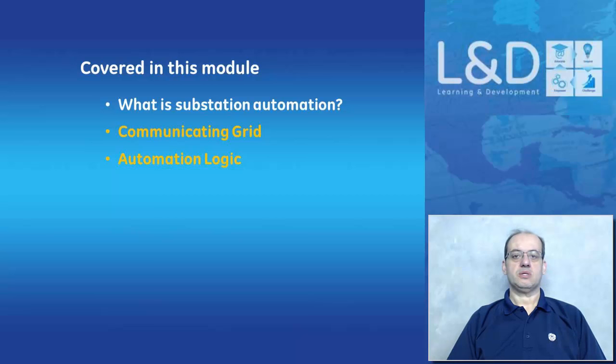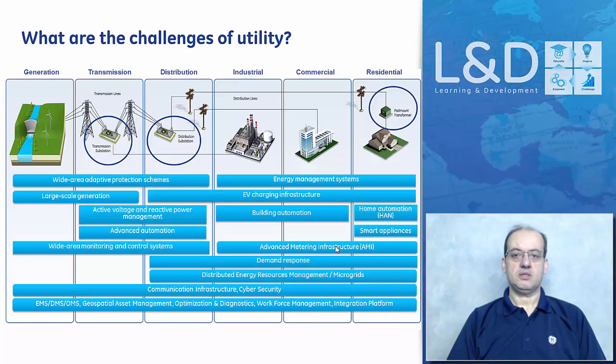In this training, we'll start with the electrical grid, understanding the challenges of a utility, and then we'll talk about the communication in the grid and how the protocols assist all the communication, and how substation automation is a key part of the electrical grid. And we'll close with a discussion on automation or possible automation applications in various types of substations. As you can see, the utilities have bigger challenges managing the power from the generation all the way to the residential and commercial industrial consumer.